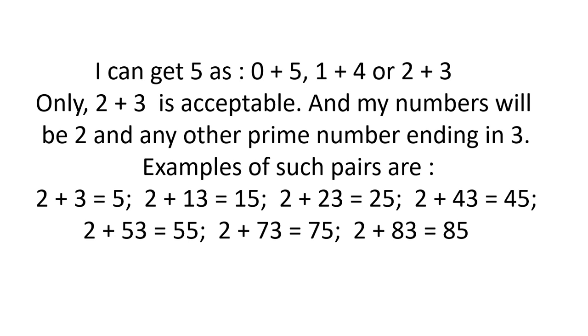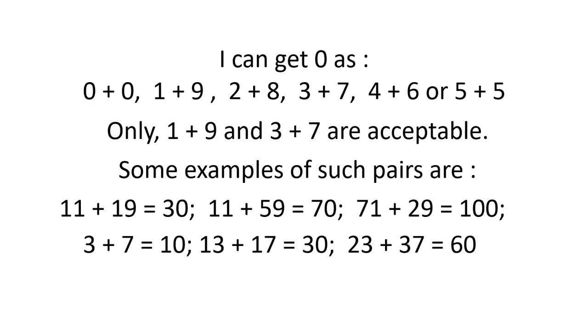Now let's move on to the other option in which the sum will give us 0 at the units place. So I can get 0 as 0 plus 0, which is not possible because no prime number ends in 0. 1 plus 9 is possible because there are many prime numbers ending in 1 and 9. 2 plus 8 is not possible because though there is a prime number 2, no prime number ends in 8. 3 plus 7 is also possible. 4 plus 6 is not possible. No prime number ends in 4 or 6. 5 plus 5, one prime number 5 is there, but there is no other prime number which ends in 5. So the only options are 1 plus 9 and 3 plus 7.